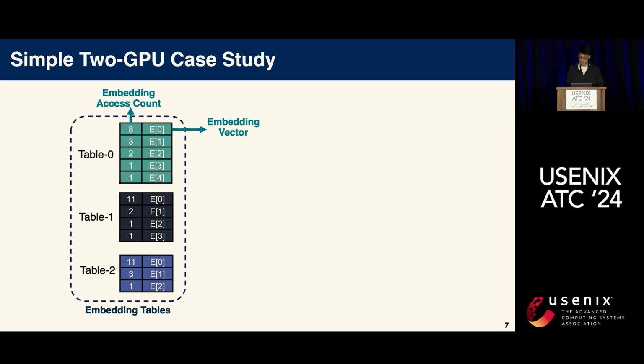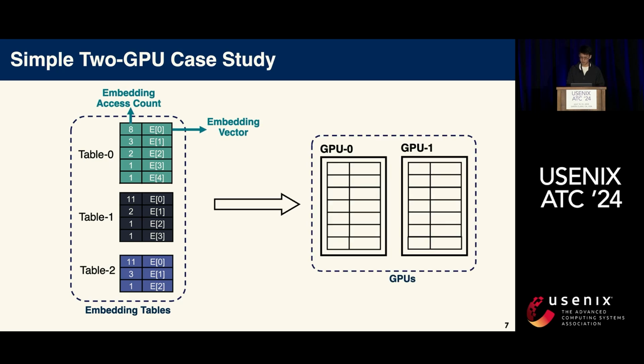To illustrate this, let's consider a simple 2-GPU case study. Here we have 3 embedding tables, and each is marked with a different color. And each row within the table is an embedding vector, and the number in each embedding vector indicates the embedding access count, representing the popularity of each embedding. And next, we need to parallelize these 3 embedding tables across 2 GPUs, and each GPU has space for 7 embeddings.